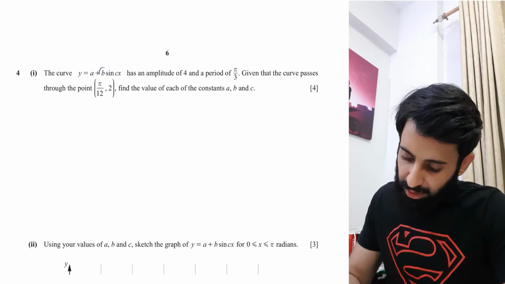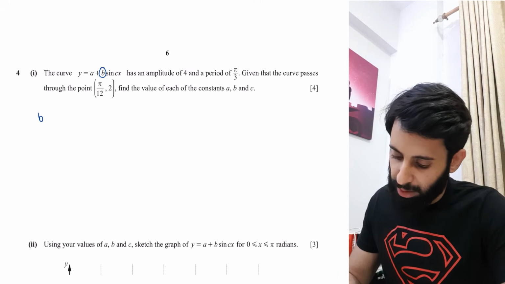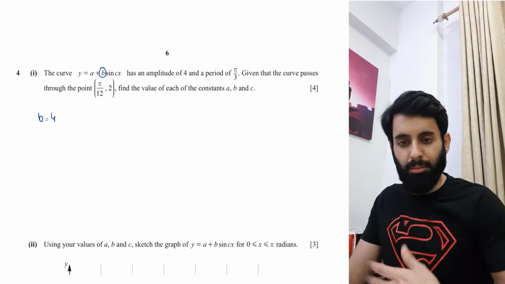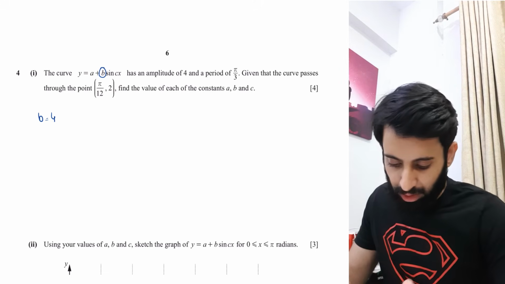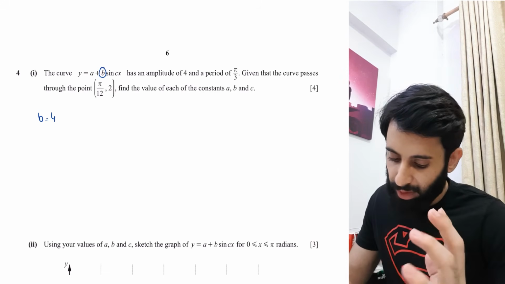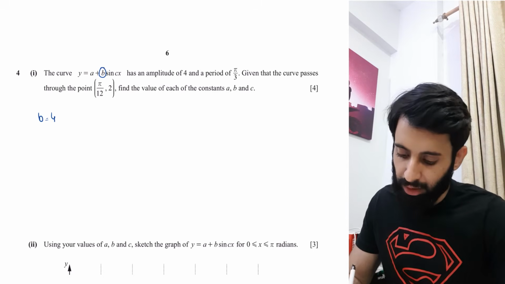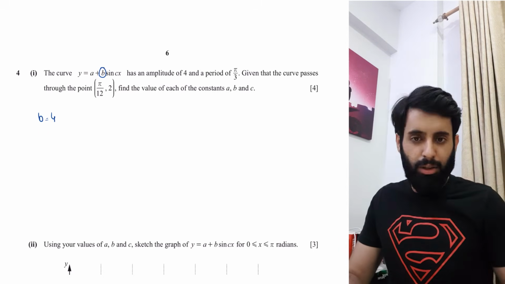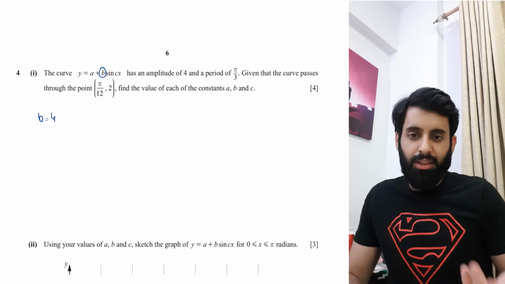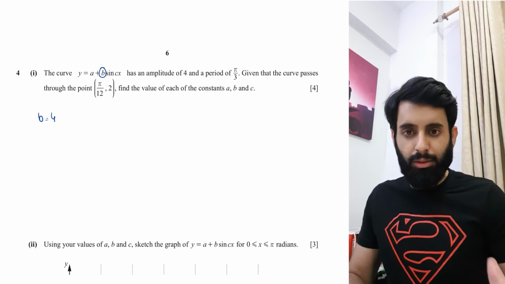So we can see that this sine function is being multiplied by b. So right off the bat, b is equal to 4, no questions asked. And then the period is pi by 3. Now remember, we're dealing with radians here. That means the natural period is not going to be 360. In fact, it's still 360, but we're not going to call it 360. We're going to say 2 pi.